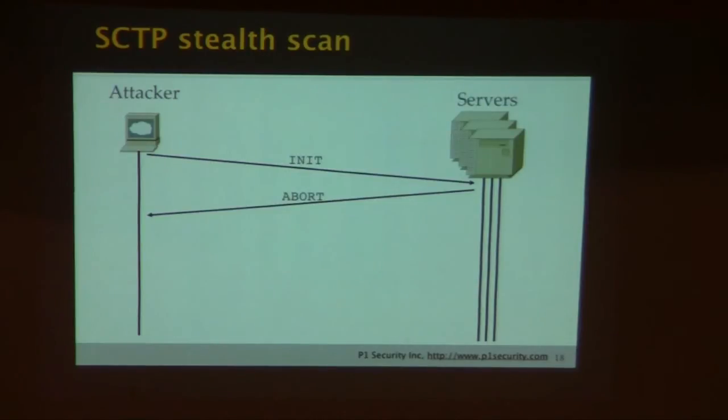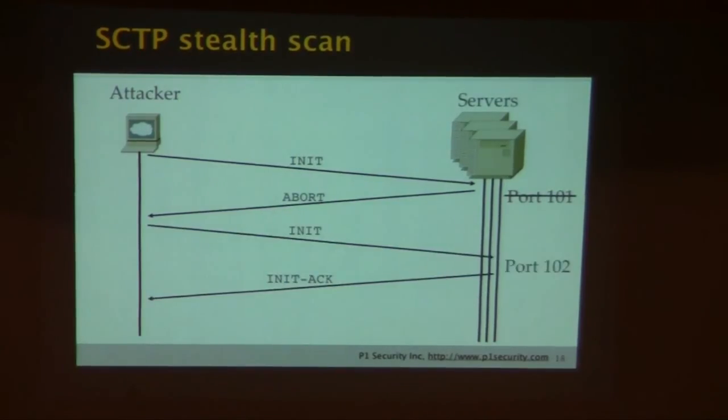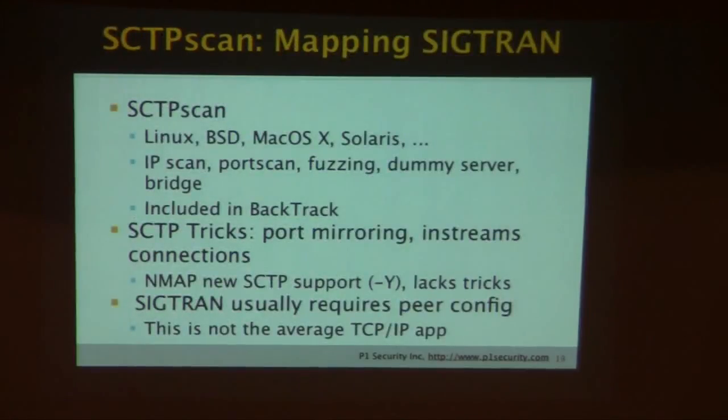So that's very nice of them not to follow the RFC implementation guidelines, because they are actually giving the attacker a lot of accuracy in their scan. Since you get the abort, you can specifically rule out a port, and with the INIT ACK, I know that port 102 is open, etc. So that's something that we implemented in SCTPscan.